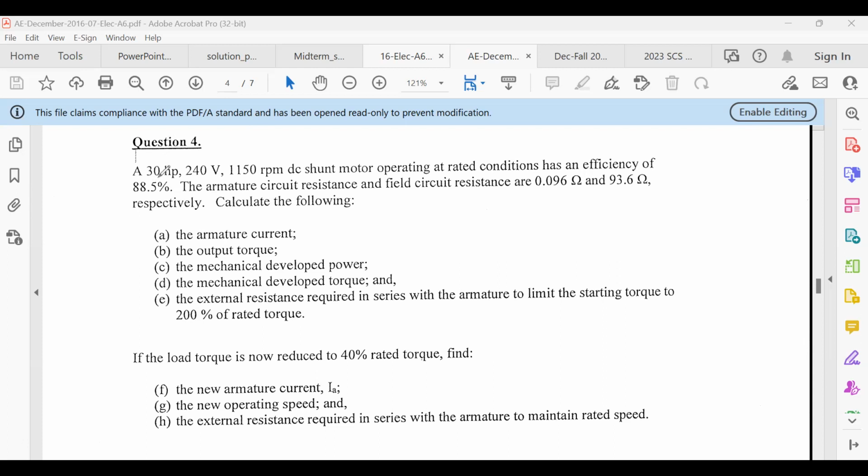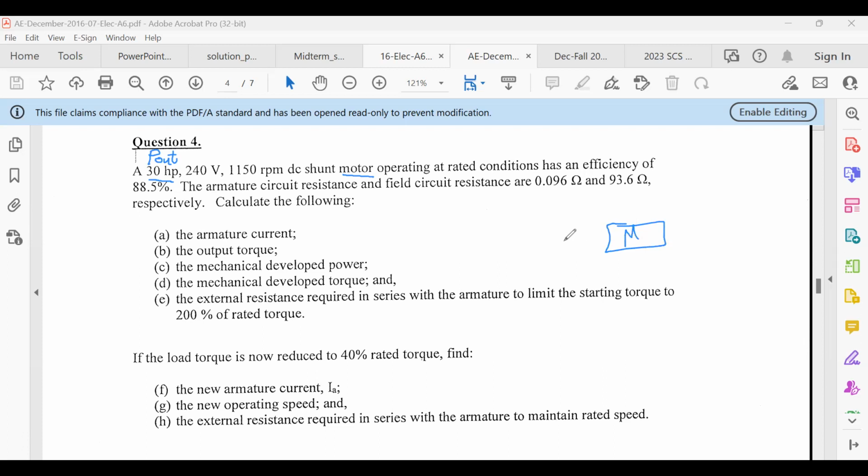It's a 30 horsepower. This power, as long as you have a motor, is the output power, P out. So for the motors, we define the motors by their output power. Output power means the mechanical power output of your motor.